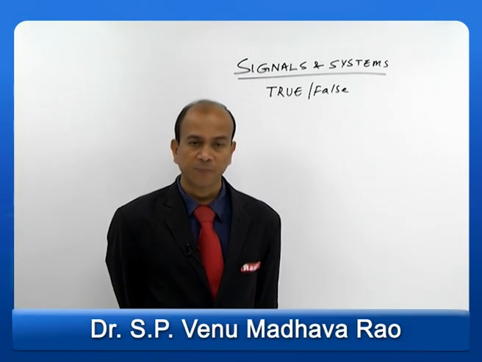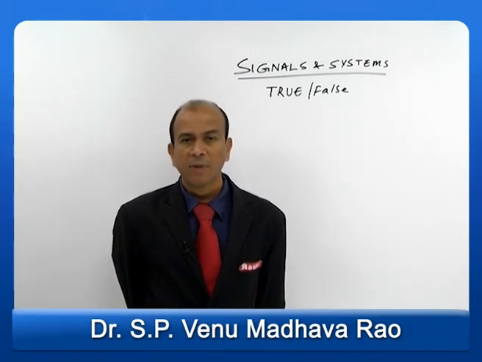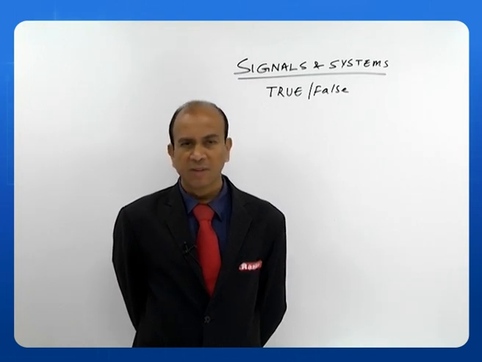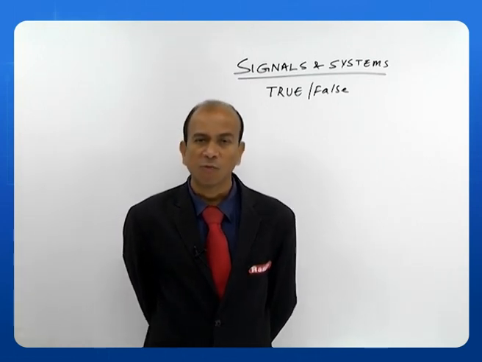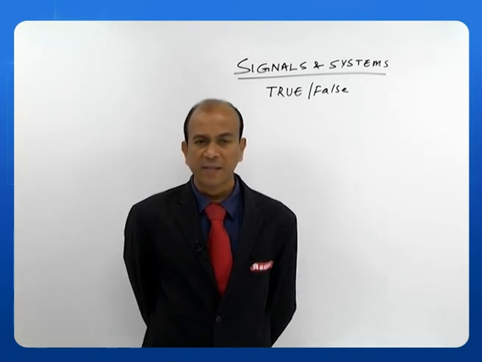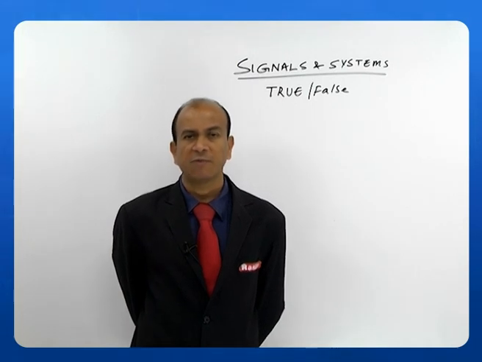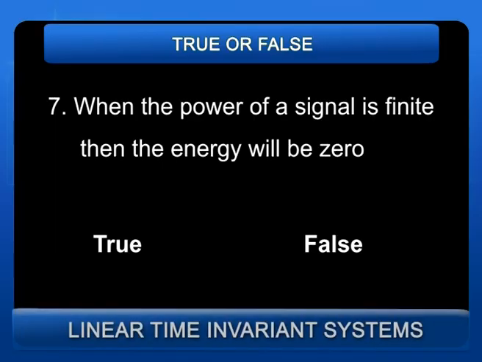This again is false. When the energy is 0, power must be infinite. So that's the condition. So for the 7th question, the answer is again false. What is true? If the energy is 0, then the power must be infinite for a signal to be classified as a power signal. So this is a false answer.